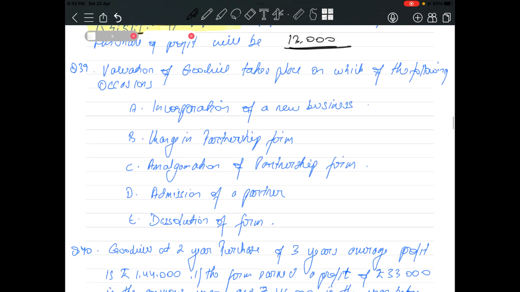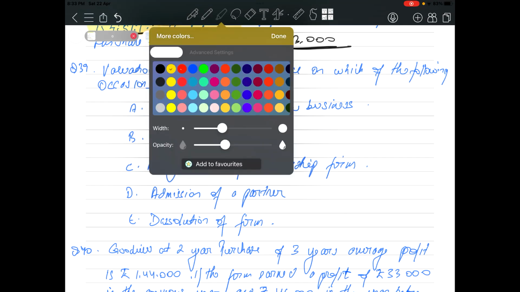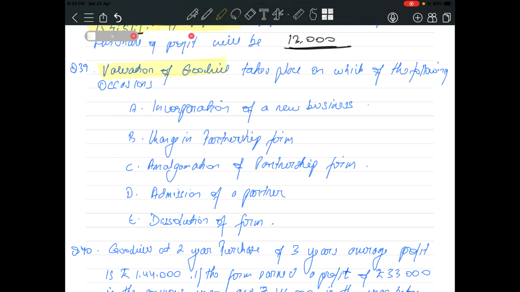Question number 39. Now what is the question saying? Valuation of goodwill takes place on which of the following occasions? The first option: incorporation of new business. When we start a new, fresh business, will we calculate goodwill? No, we cannot calculate goodwill.